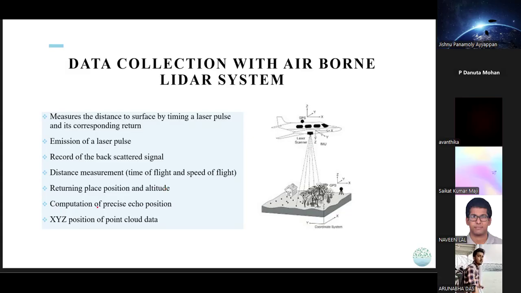And we can compute the precise echo position, as in which point of the flight these laser pulses were sent. Each aircraft has its own inertial measurement unit that will measure the location, the latitude and longitude, and it has a GPS installed in it to know its exact location. The point cloud data that we obtain will also have XYZ coordinate information, that is the latitude, longitude, as well as the elevation information.